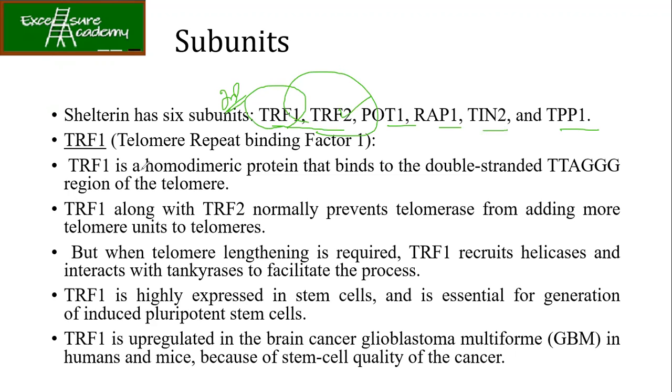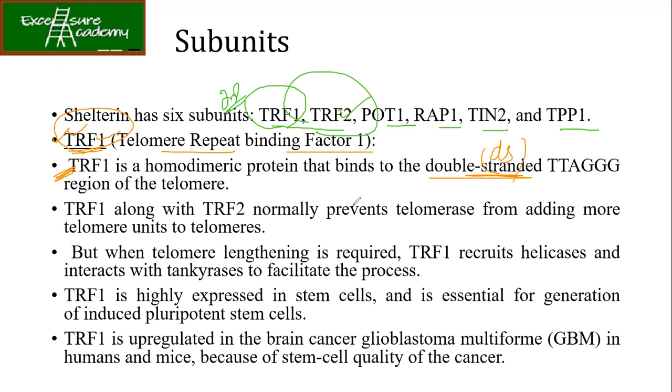Okay. So TRF1 means what? It is telomere repeat binding factor 1. Okay, please remember the full form. Telomere repeat binding factor 1. It's a homodimeric protein which binds to the double-stranded TTAGGG region of the telomere. Can you see? It is binding to the double-stranded region. Okay, it's not binding at the end of the telomere where it is single-stranded. It is binding where it is double-stranded.